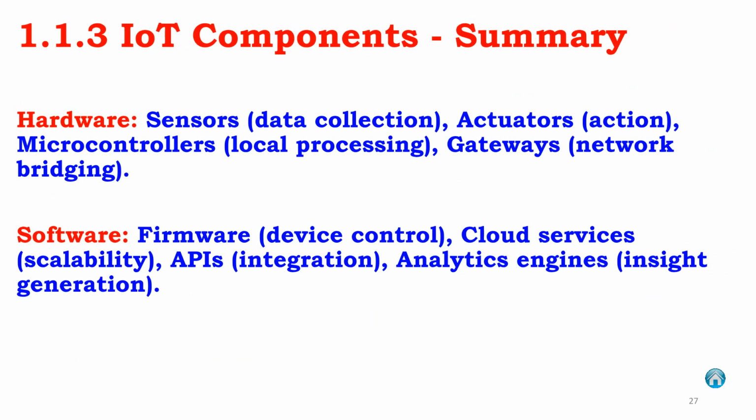In summary, the hardware components of IoT include sensors, actuators, microcontrollers, and gateways. The software components are firmware, cloud services, APIs, and analytics engines.